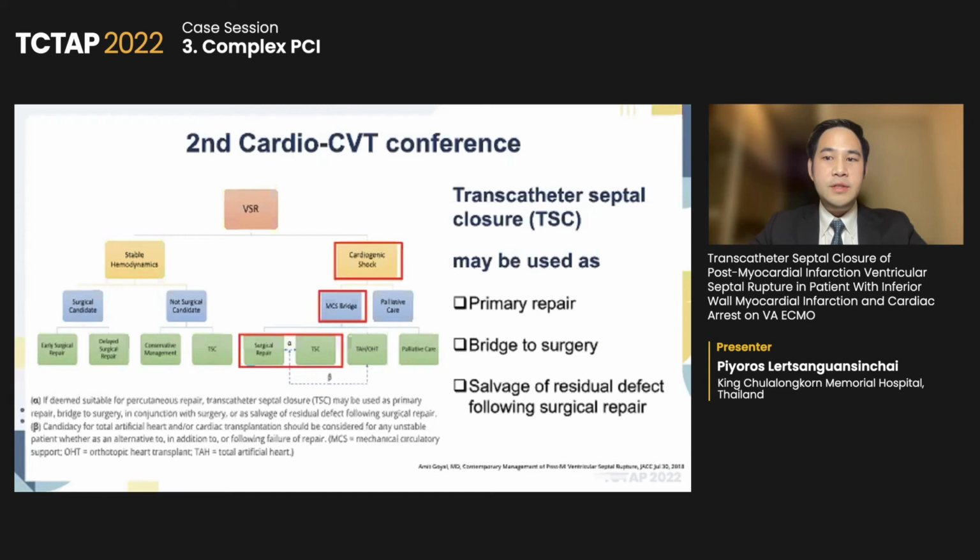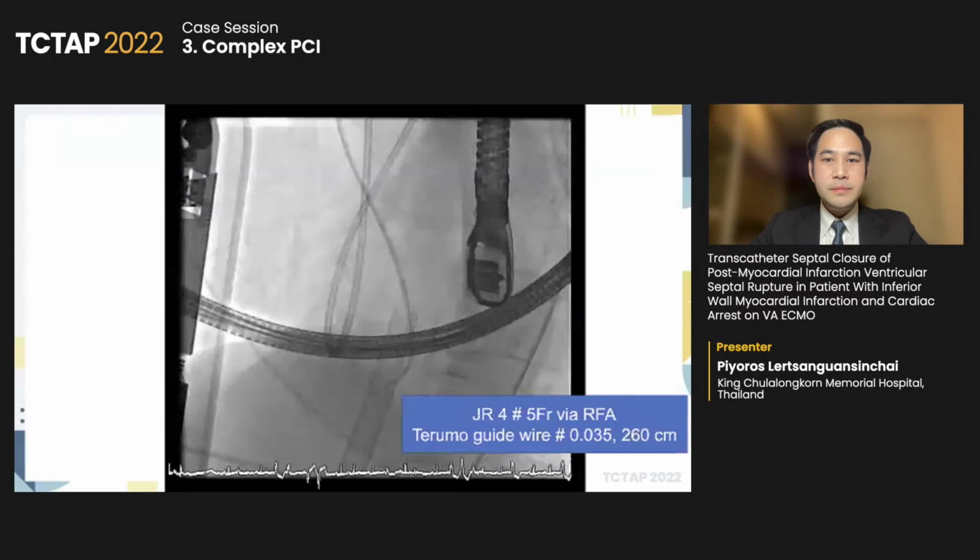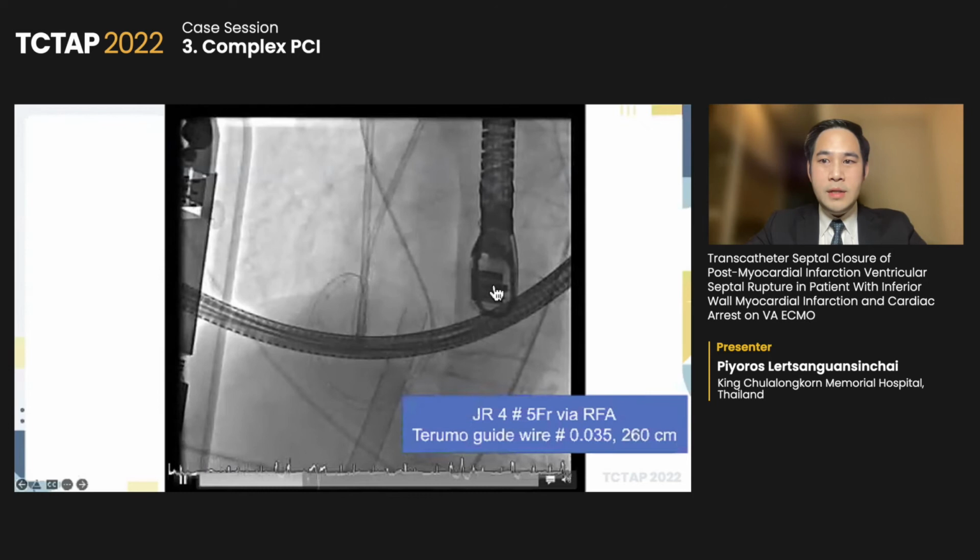For procedure planning, VA ECMO catheters were placed in the left femoral artery and vein, and the IABP was placed in the right femoral artery. Then we decided to perform transcatheter septal closure via the right femoral artery and right femoral vein. So we removed the IABP from the right femoral artery. After we exchanged the IABP out from the right femoral artery, we advanced a 5 French JR4 catheter via the right femoral artery.